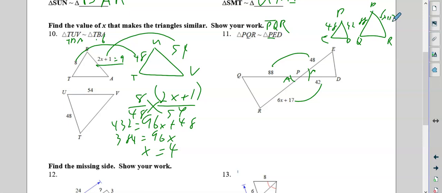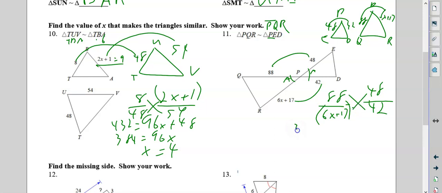Now we're going to do the math, the ratios. And again, it doesn't matter how you do this. I'm going to do 88 over the 6x plus 17. So this over this, which means 48 over 42. But again, there's multiple ways to set this up. You'll get the same answer every time.